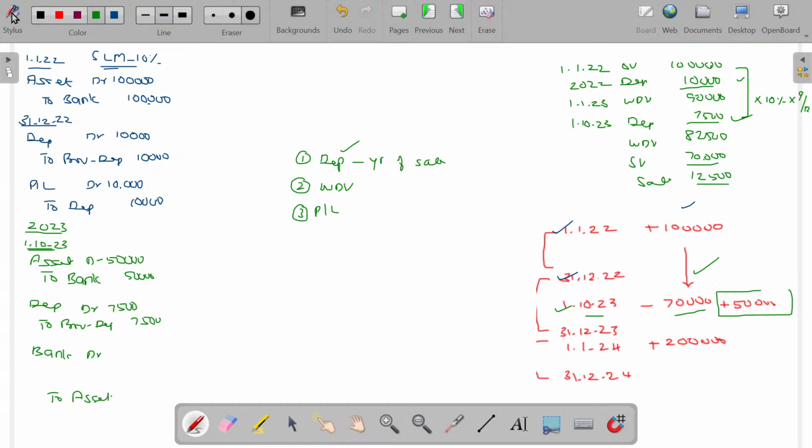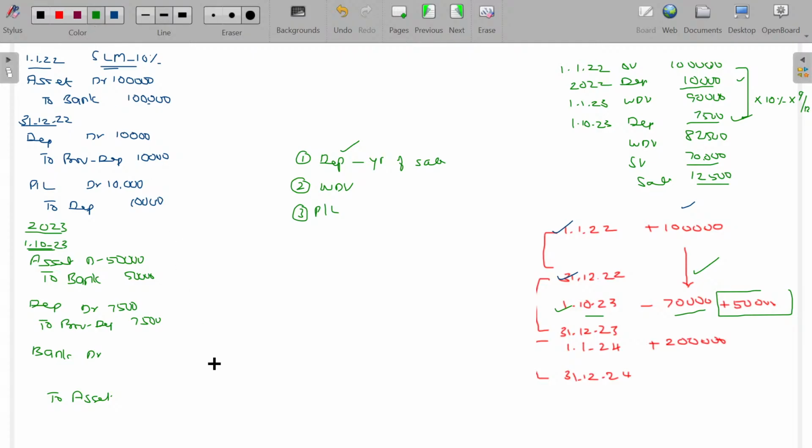What is the value of the asset? I am going to record here. Come on, tell me. What is the value of the asset? What is the asset value? What is the value of the asset in the journal entry? 1 lakh. Original value under provision model.